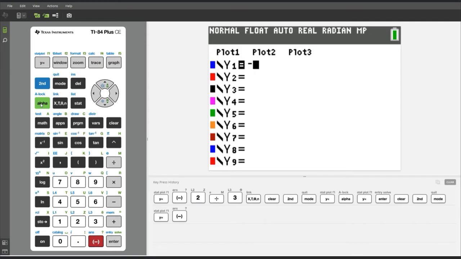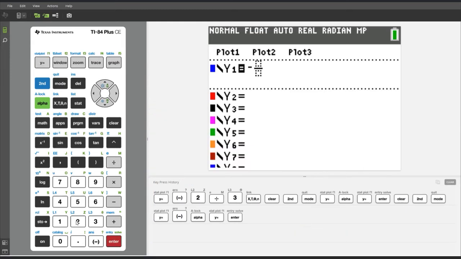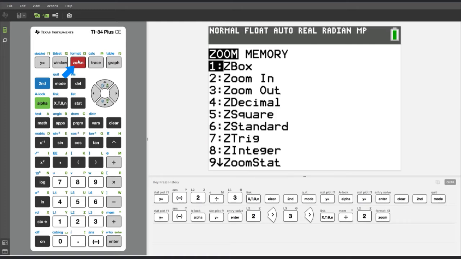Remember, I gave you 3 options to enter the fraction, alpha y equals, and you can choose whether to include the negative in the numerator or not. And I'm not doing that. I'm just putting the fraction 2/3. Okay, so enter the x variable plus 2, and then after that, we are going to press zoom 6 for standard.